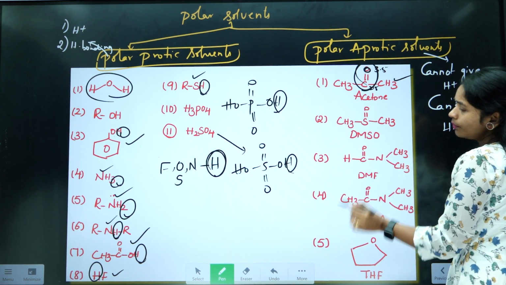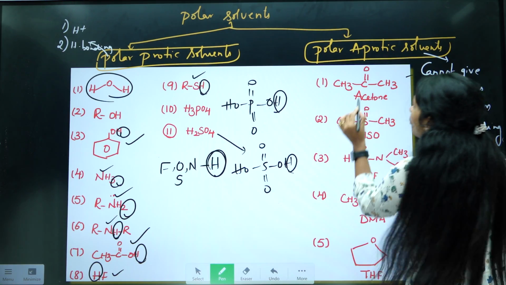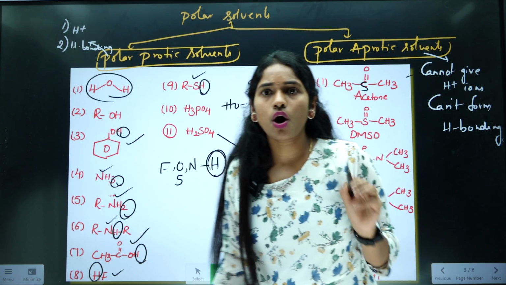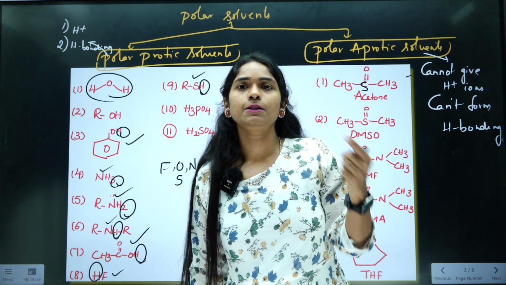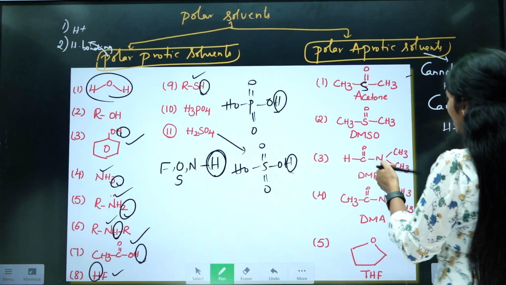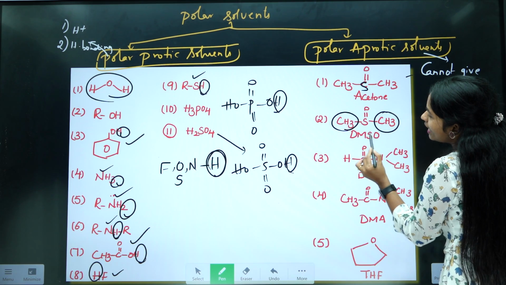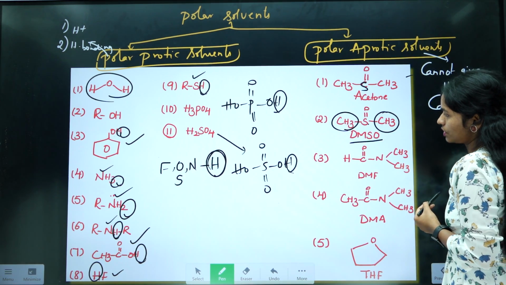In acetone, what you do is, in this carbon's place put a sulfur. Acetone structure is easy, we can remember CH3, C double bond O, CH3. In that carbon's place put a sulfur. Then what will we be getting? Two methyl groups, dimethyl sulfoxide, DMSO.